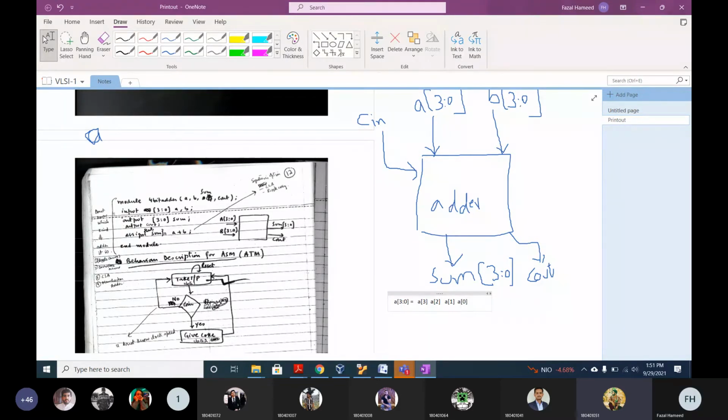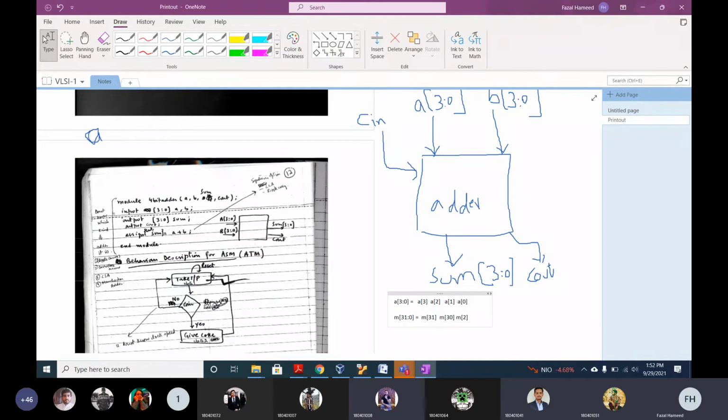Yes, sir. Okay, so now let's assume I have any signal, let's say signal M[31:0]. So what does it mean? It's 32 bits of data: M31, M30, and so on down to M0.